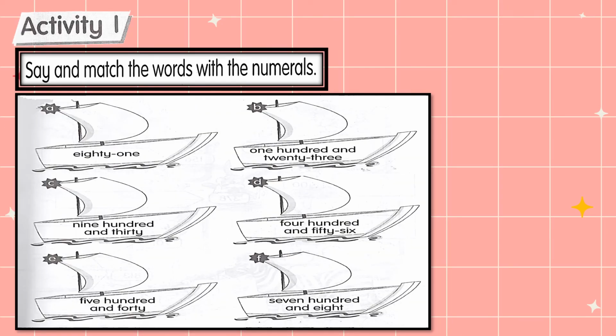Look at activity 1 on page 3. Read the instruction. Say and match the words with the numerals. Look at A. Let's read 81. How to write in numeral? Yes, we write 8 and 1. 81. Let's continue B.